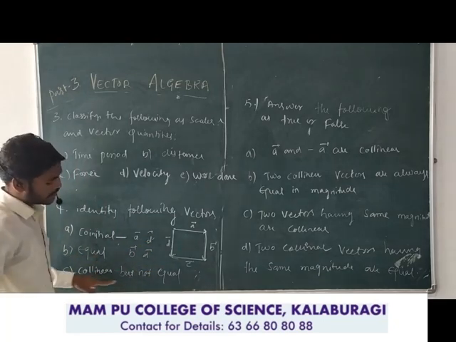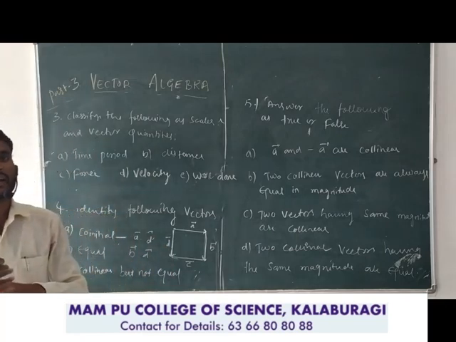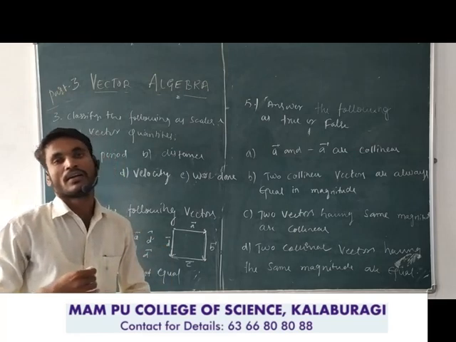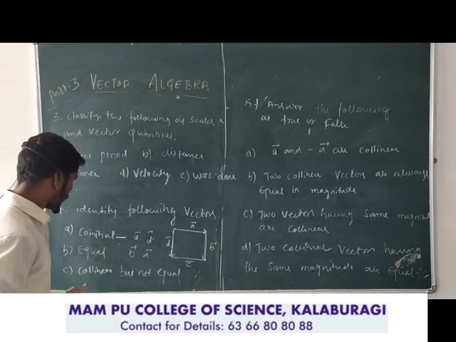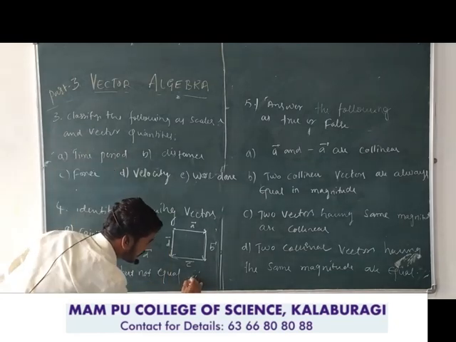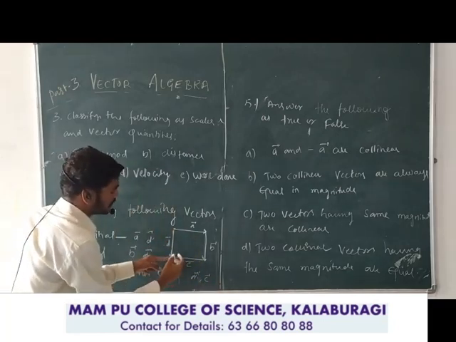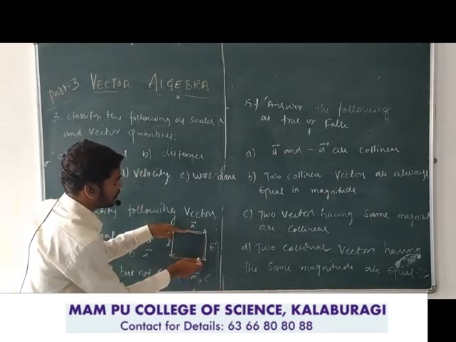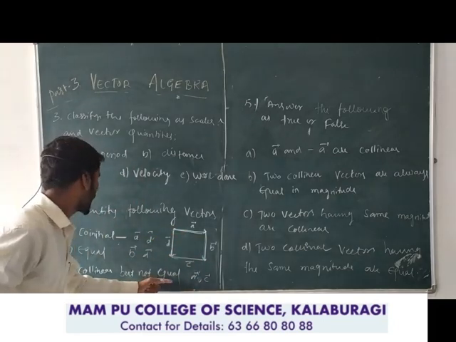Collinear but not equal. Collinear means two vectors must be parallel, but they can have a different direction. It doesn't matter. Which one is parallel here? A vector is parallel to C vector. See here, this is parallel to this C vector, but here the direction doesn't matter to us.